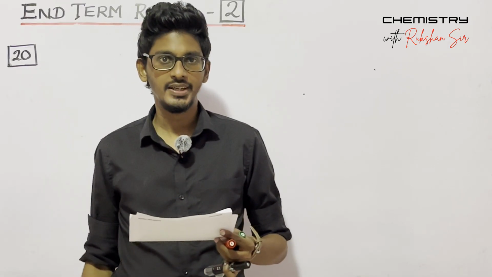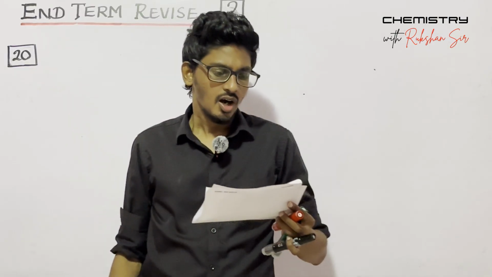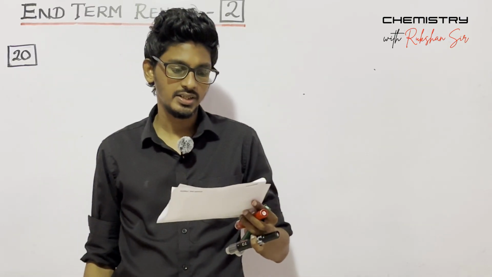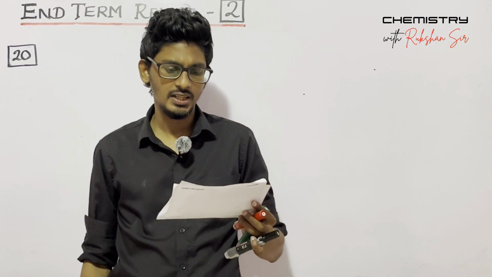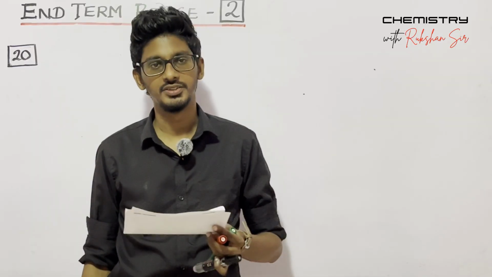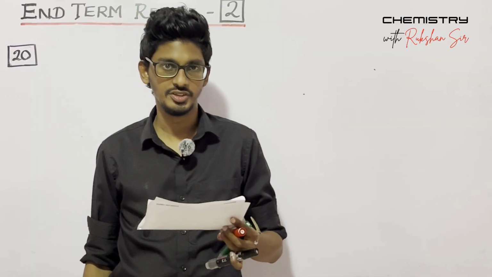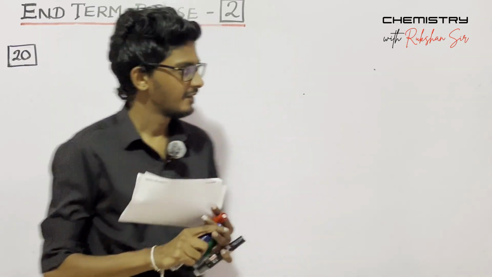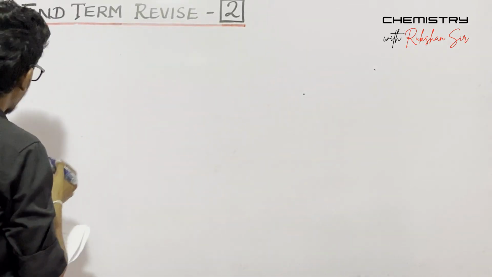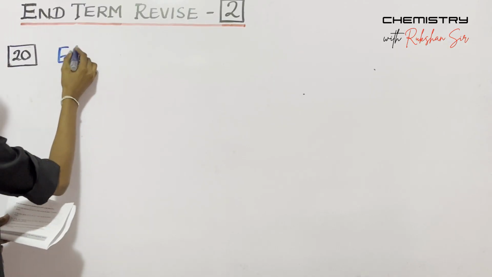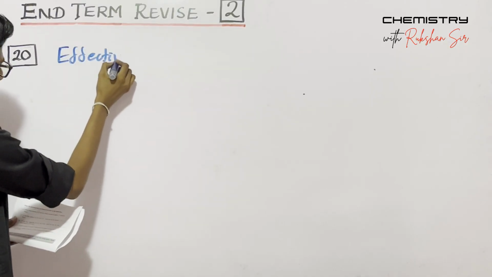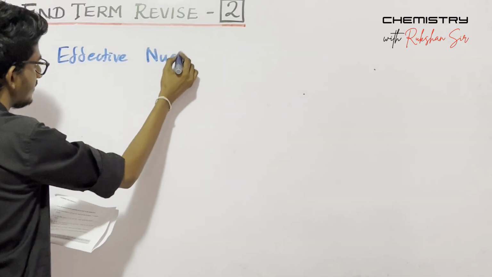Let's discuss question 20. Of the three elements, nitrogen, magnesium, and sulfur, which element has the highest effective nuclear charge? Let's see. This is about the effective nuclear charge, right?